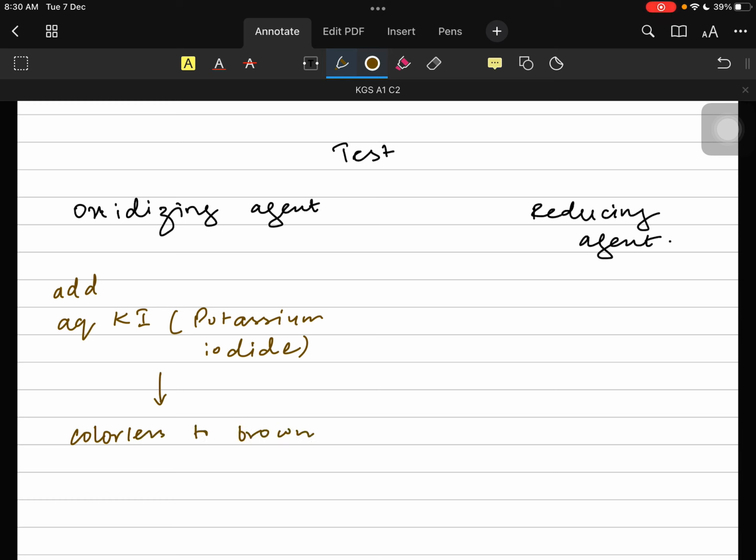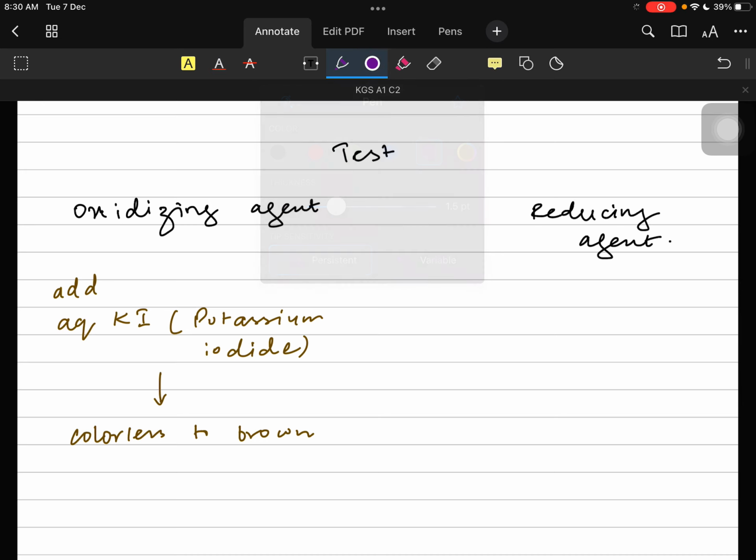So if you add potassium iodide to something and it changes the color from colorless to brown, it means the other chemical that you were dealing with was an oxidizing agent. Now that's a very simple test. You add a chemical which is potassium iodide, just KI. The observation is likely to be colorless to brown. If it's colorless to brown, the other chemical was an oxidizing agent.